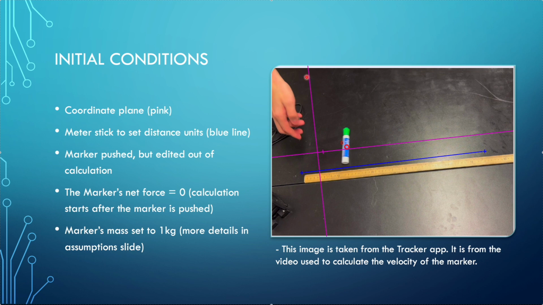Here are our initial conditions. We have our coordinate plane here, which is what we set up in Tracker to be our 0, 0 point. We have our blue meter stick here, which we use to calibrate our initial units and distance. We matched up the blue line and gave it the same distance as the meter stick. The marker's net force, since it's constant velocity, is 0 here because we edited out the part where you're actually pushing the marker. So this part where you see the push is edited out of the software used in Tracker. And we set the marker's mass to 1 kilogram, which we'll talk about later.